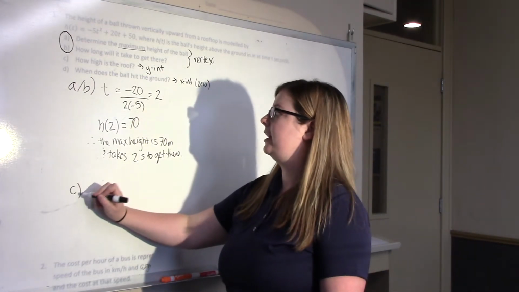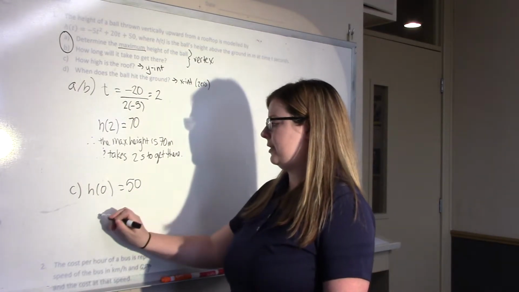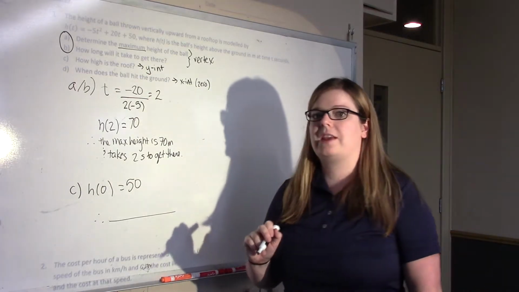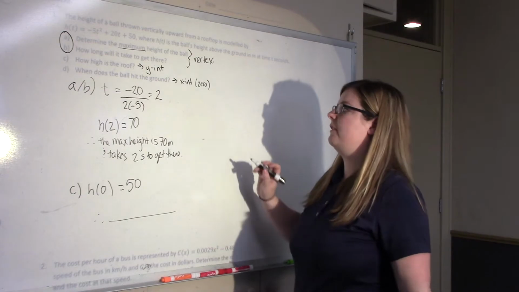C, we just need to find H at 0, which is 50. So you can do a little sentence there. So therefore, the height of the roof is 50 meters. Make sure you put the units. And finally, D.